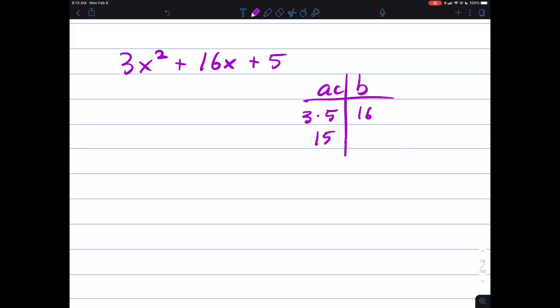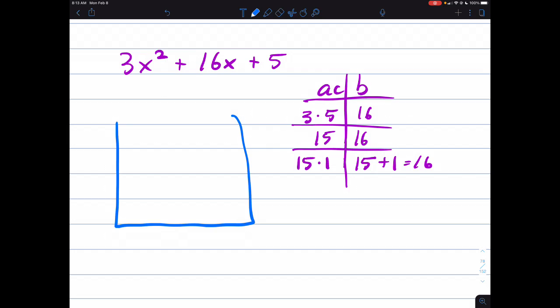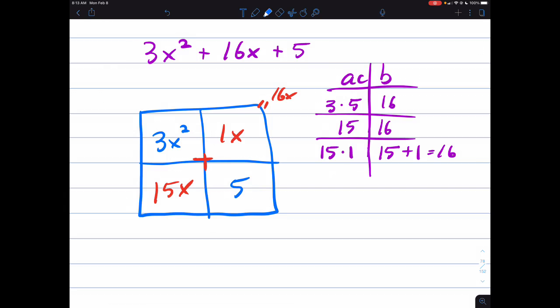So I've got 15. I need factors of 15 that will add up to 16. So 15 times 1 seems to be our answer here, because 15 plus 1 gives us 16. So in the box, we're going to put 3x squared and the 5 here. And remember, the 2 in the middle add up to the middle number. So that would be 15x and 1x. Fill in the inside of the box first, then work on the outside. And I'm going to switch it up. I'm going to do this one.